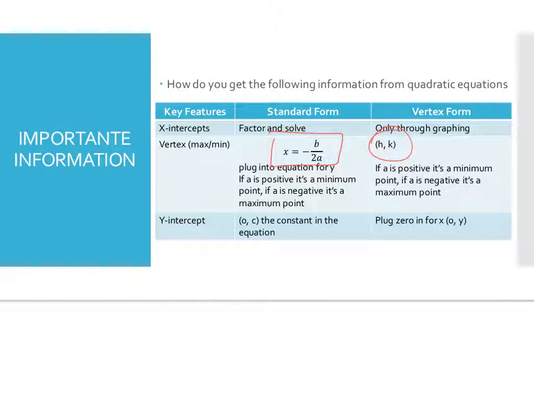And then your y-intercept, in standard form, it's always your constant, your c value. For vertex form, the easiest way to find that is just to plug 0 in for x, and then your answer will be your y-intercept.